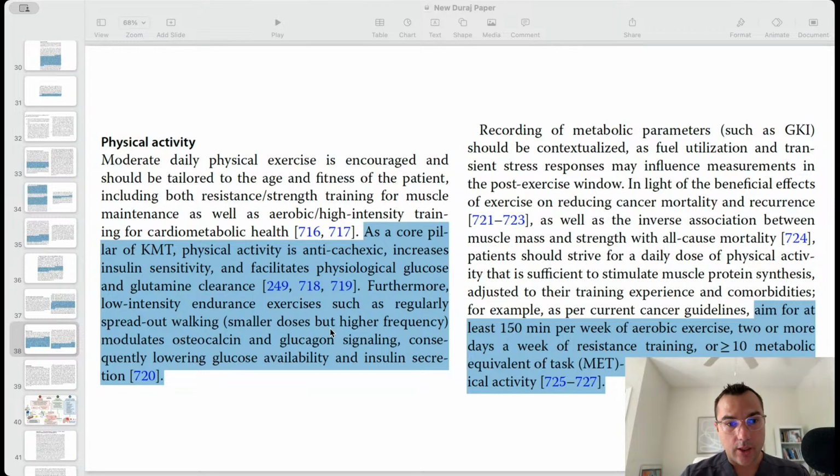Pretty cool. All right, so what it's saying here is ultimately to aim for at least 150 minutes per week. It's a very standard recommendation. Aerobic activity and 2 or more days a week of resistance training, and/or greater than 10 metabolic equivalents, or METs, of physical activity. So pretty standard recommendations there.